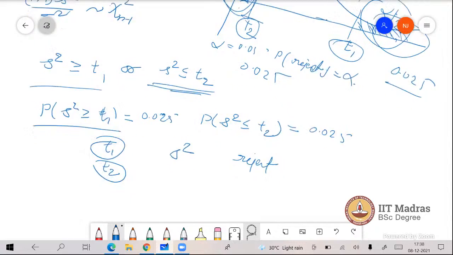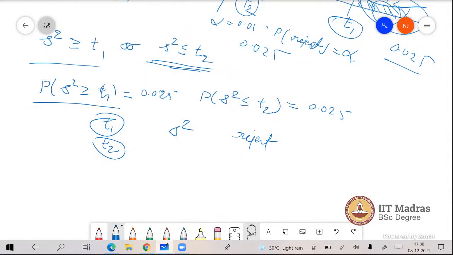If any of these comes true, then you reject. Both need not be true. Both simultaneously cannot be true, only one will be true. So if any of these inequalities holds, then you reject. You can find this t1, t2, right? Yes.